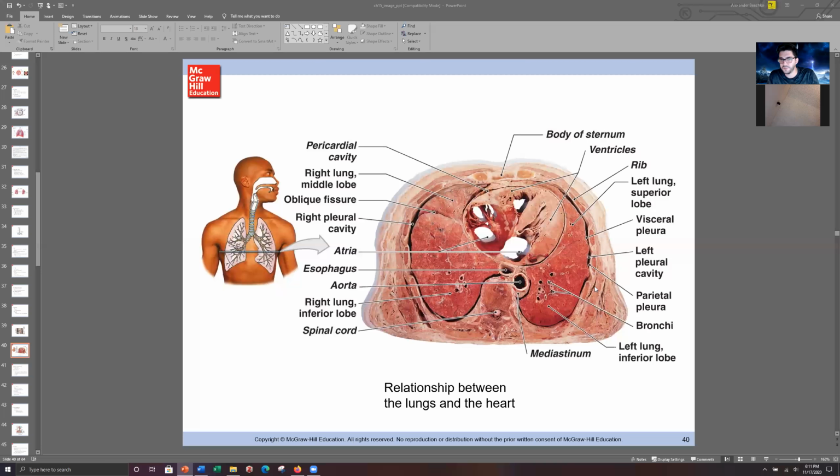And here we've got an inferior view of the chest cavity, and we can see the position of the heart relative to the lungs. Here we've got our left lung and our right lung. One of the reasons we know it's an inferior view is because of the orientation of the heart right here. The heart leans mostly towards the left-hand side of the body, and also the position of the great vessels coming down into the abdomen. So we can see our dorsal aorta and the esophagus just there.